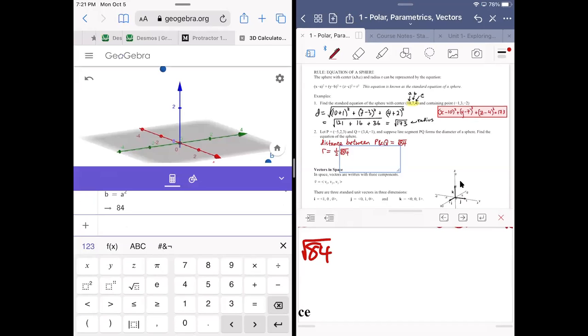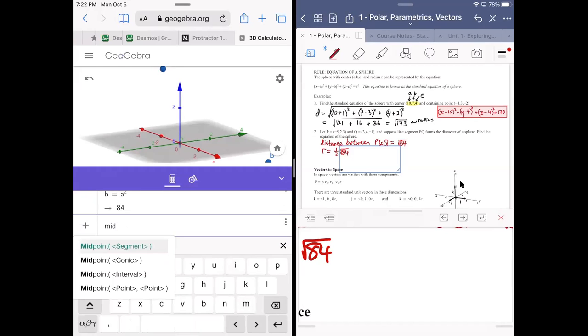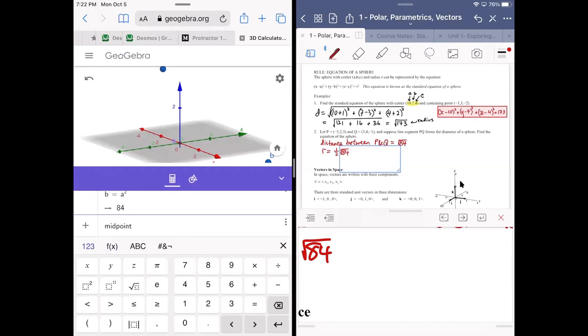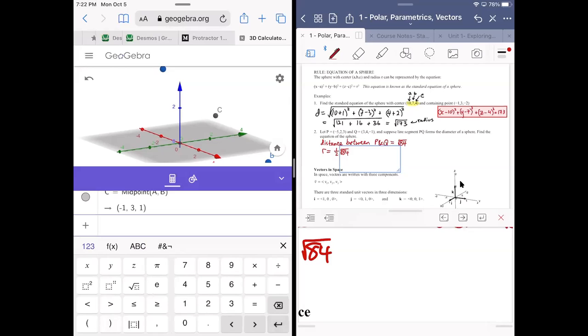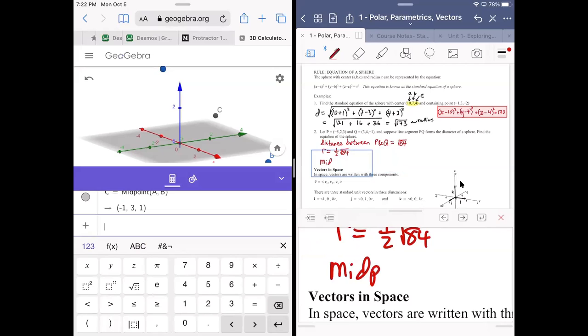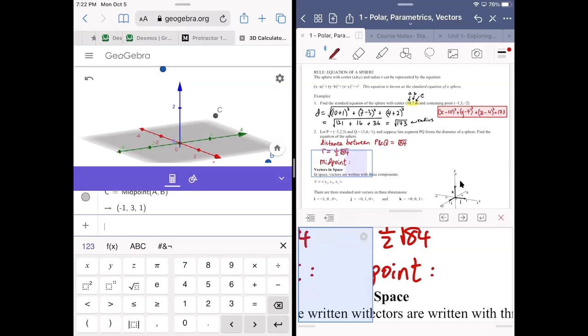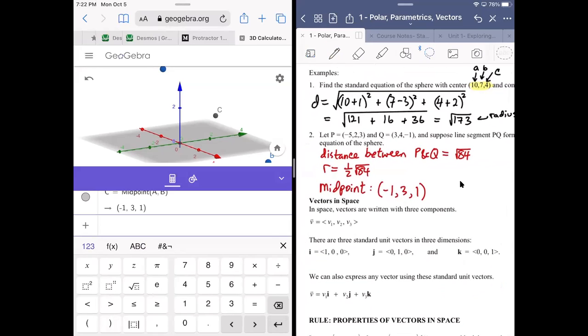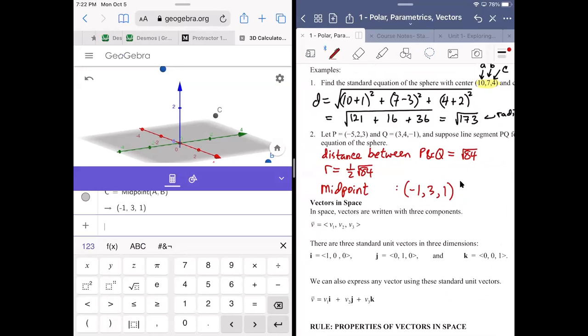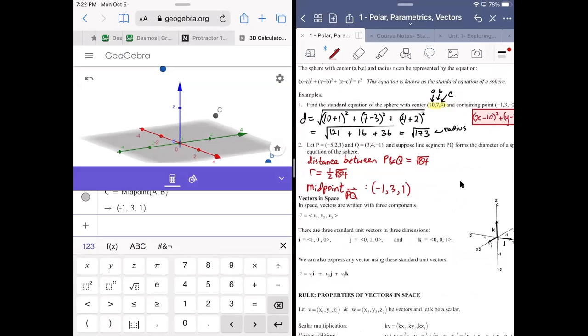Another possibility, hey, maybe it'll find midpoint for us. Start typing midpoint, and you see one of the options is point to point, right? So midpoint. Open your parentheses. And then call on A and B. And it spits out the midpoint. So -1, 3, 1. So I should be a little bit more specific here. That's the midpoint of PQ. All right, which makes that the center.